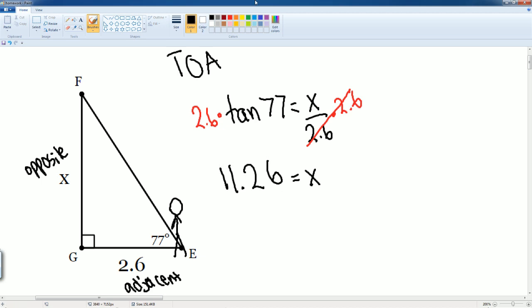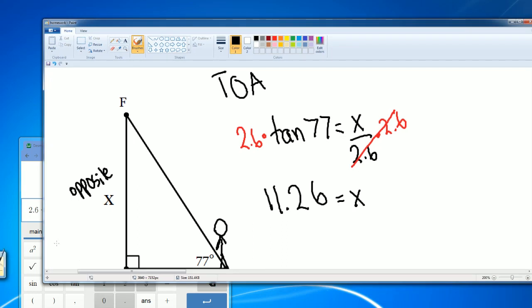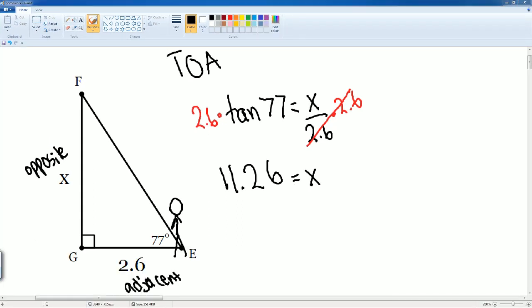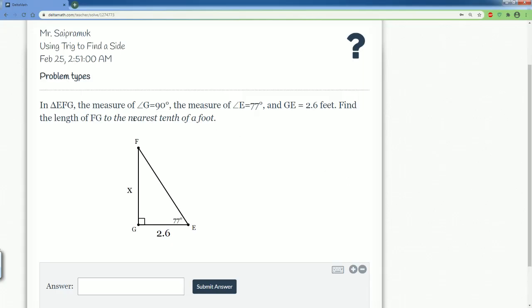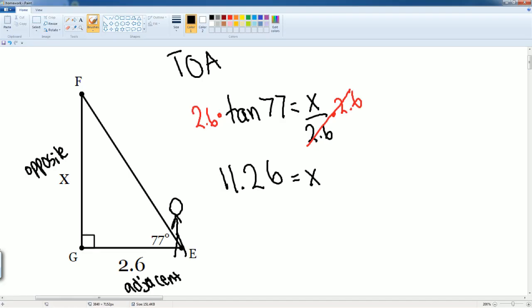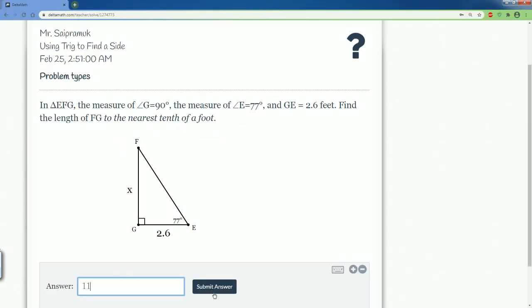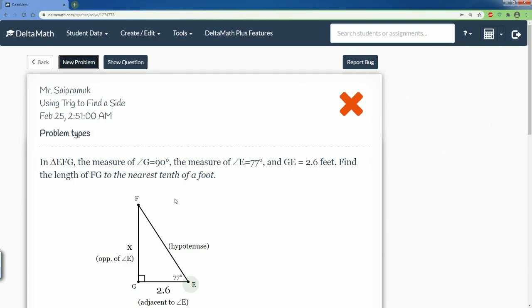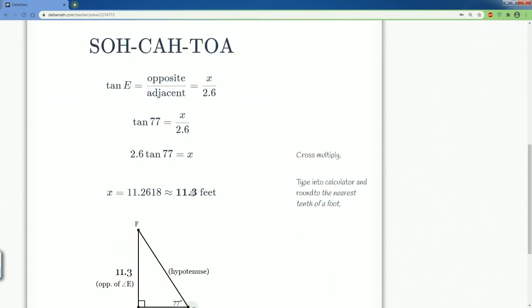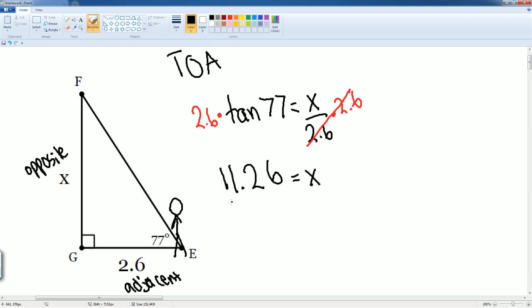11.26. But the question says that we can round it. So let's make sure we are rounding it to the nearest foot. So for this problem, this can be rounded to just 11. Let's see if they allow us to enter 11. Nope, that's not correct. They wanted 11.3. So we should have rounded up here. So there should be 11.3 if you round it.